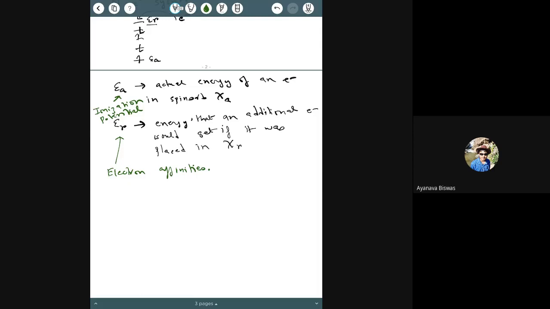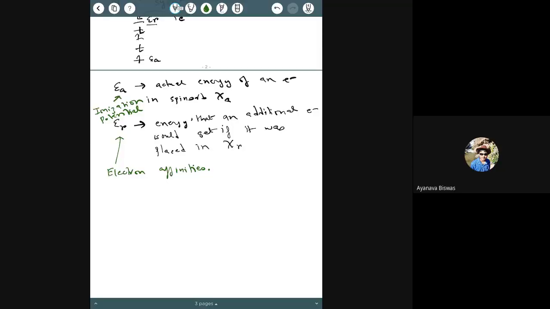Fine. Is this clear? Okay. I hope it is clear. Anyway. So that is that. So this is the significance of Koopmans' theorem. And we need to keep remembering this, especially when we do correlation methods and perturbation methods.